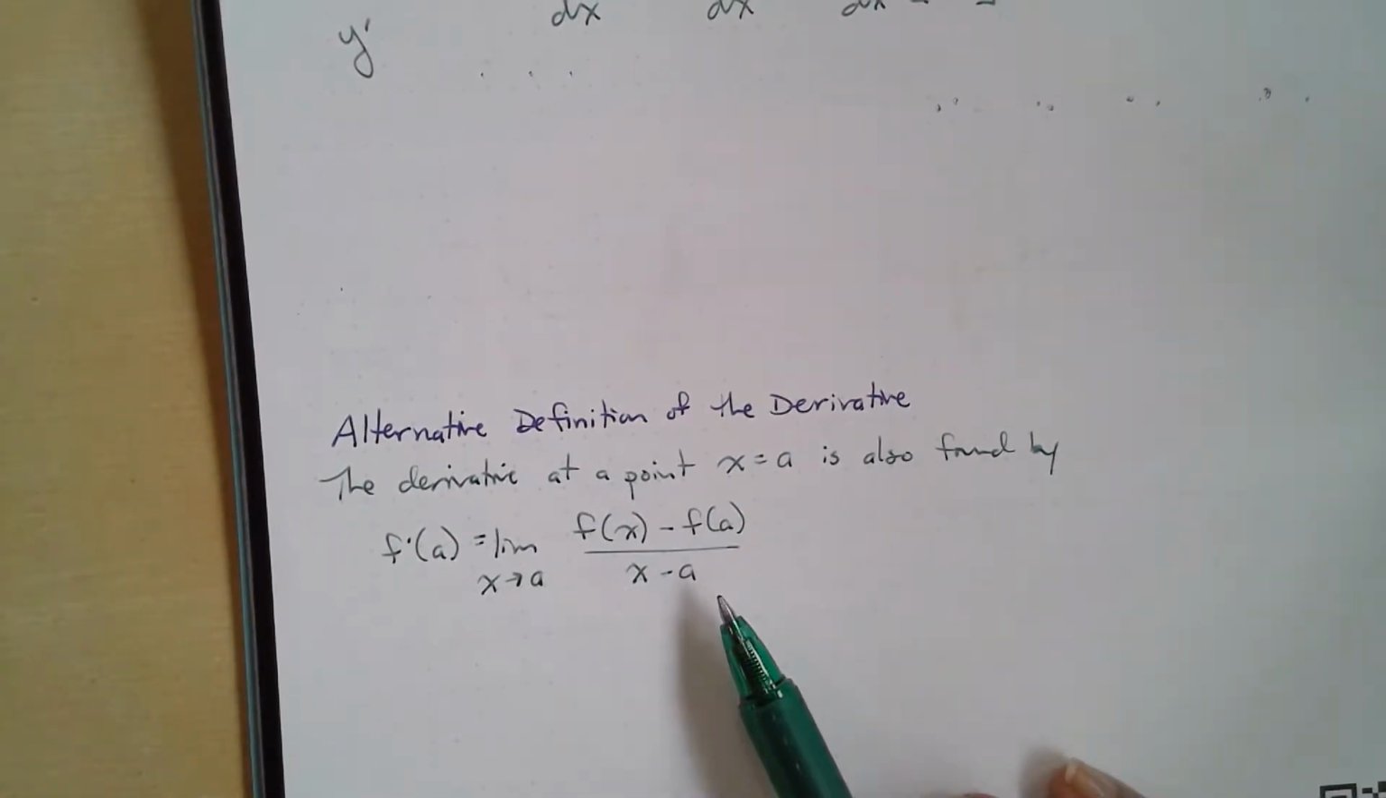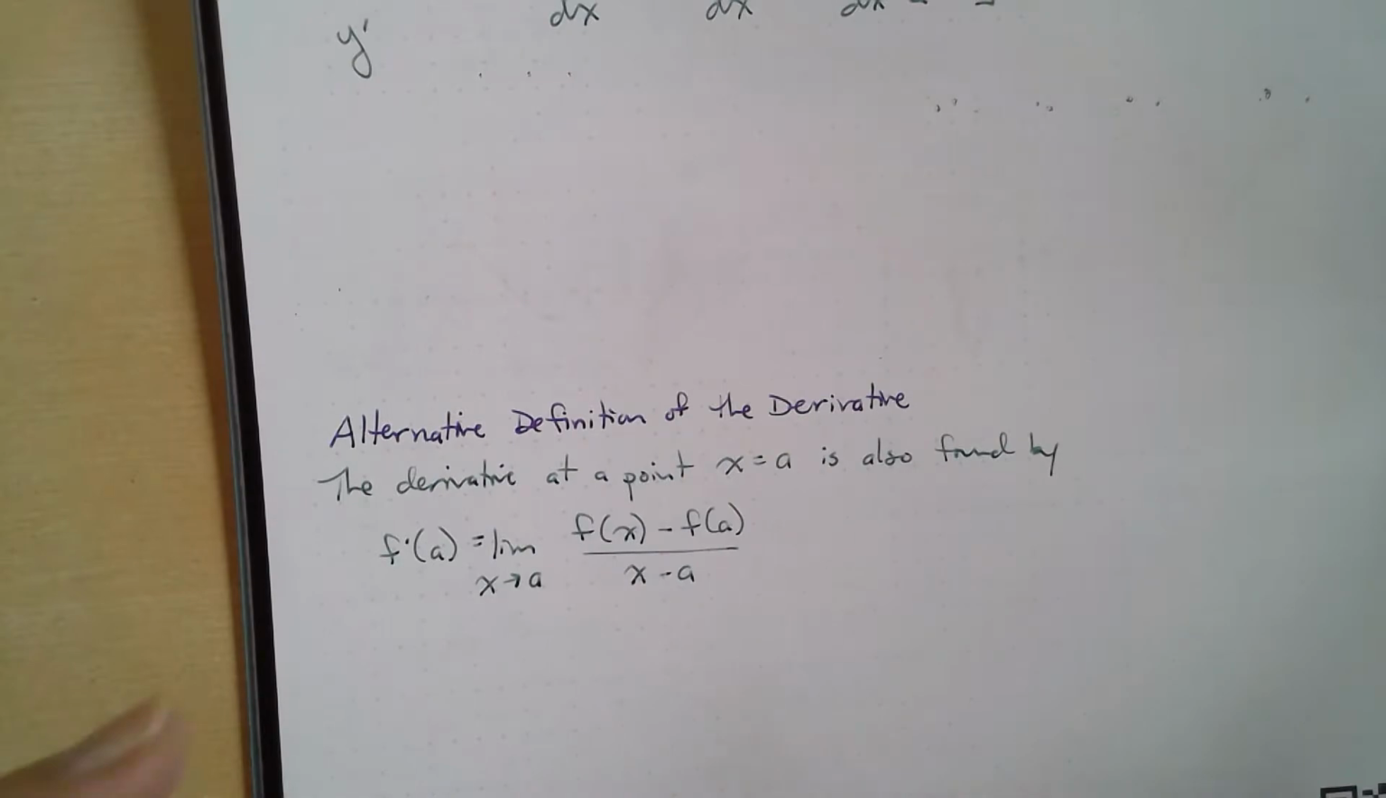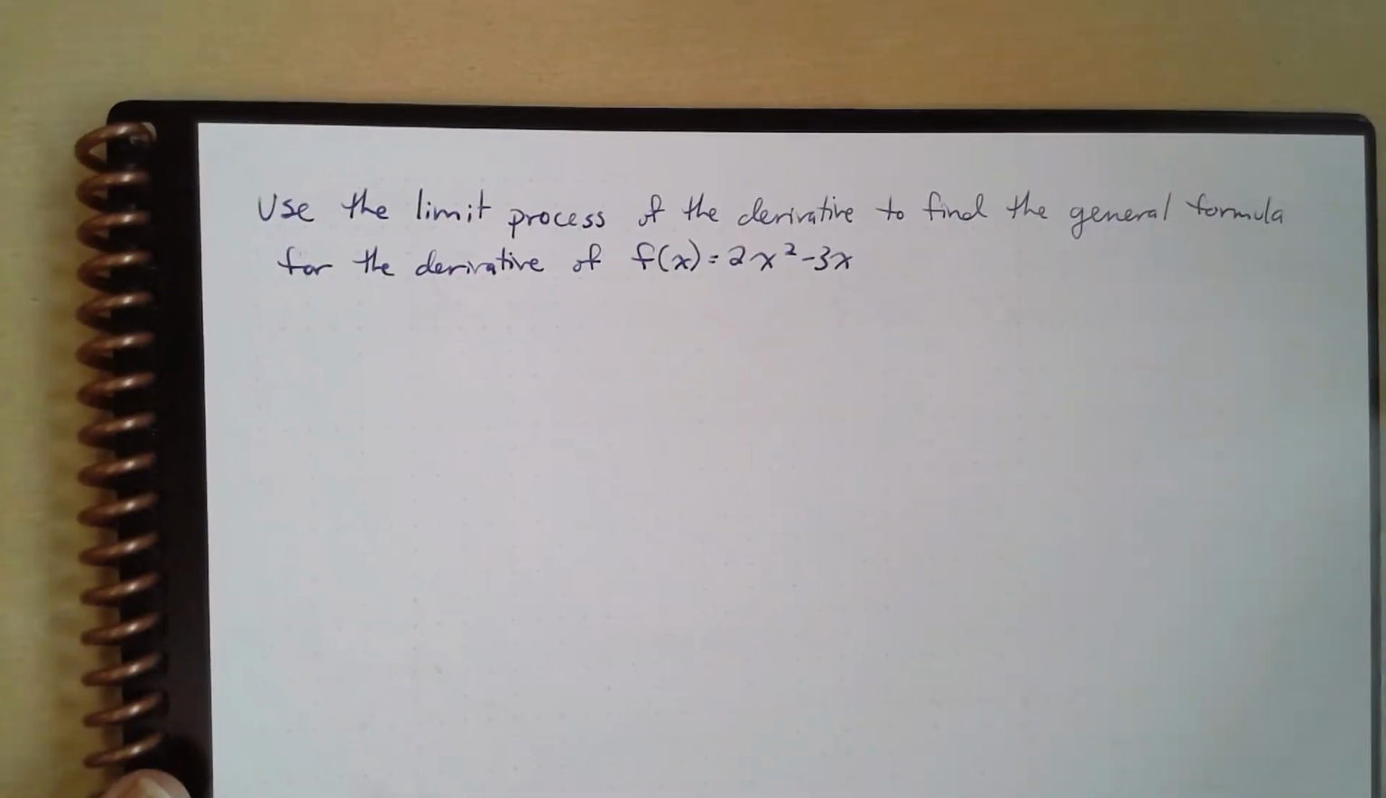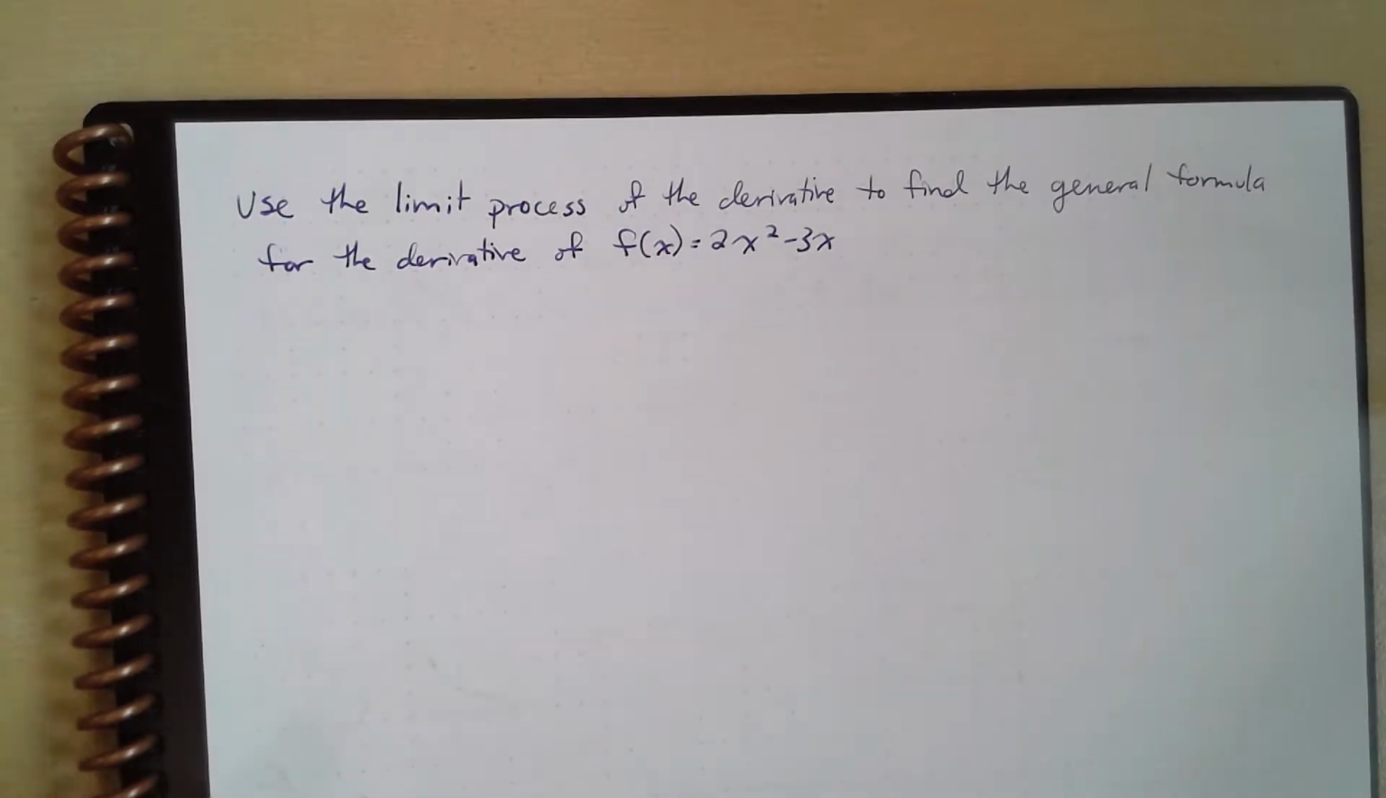That's basically the slope formula that you've been using for years and years and years. So let's actually do one of these. I think it's going to make more sense when we actually go through the process a little bit. So we want to use the limit process of the derivative to find the general formula for the derivative of f of x equals 2x squared minus 3x.